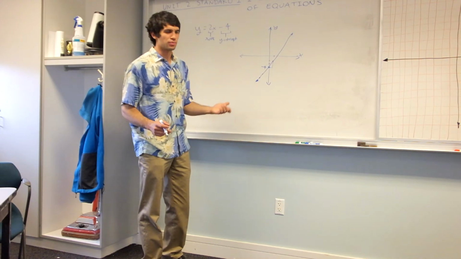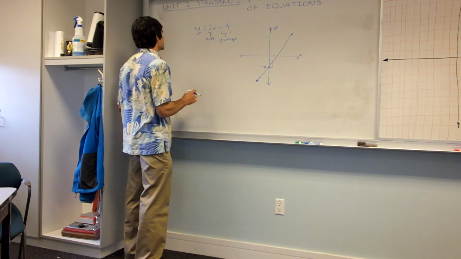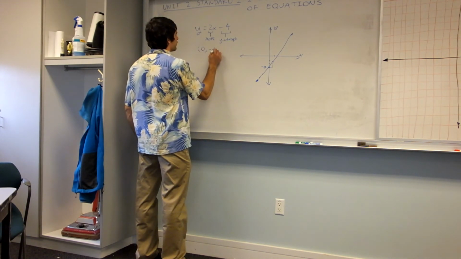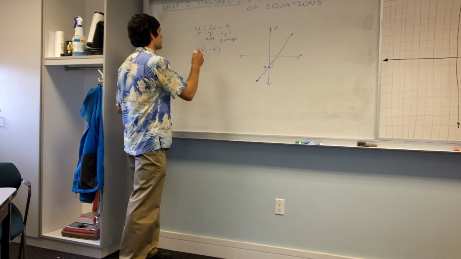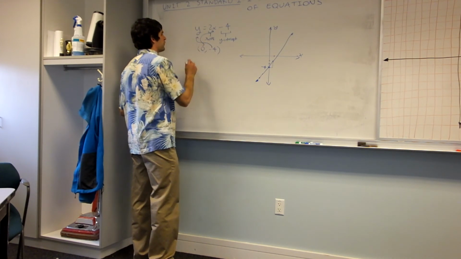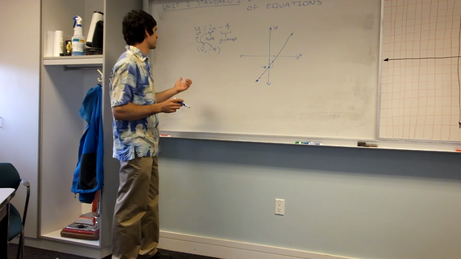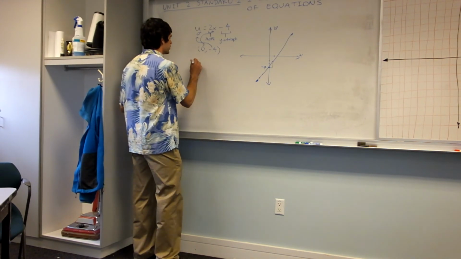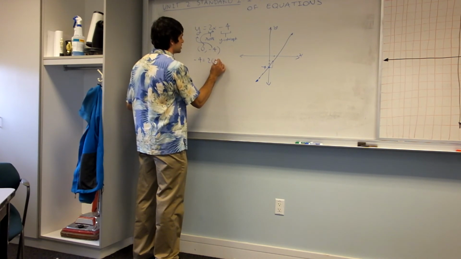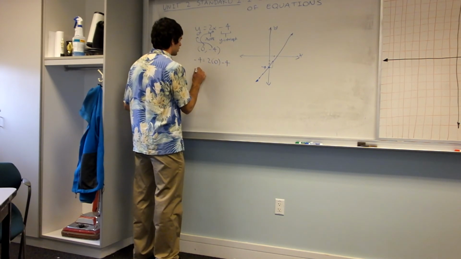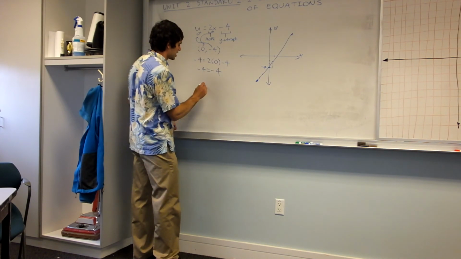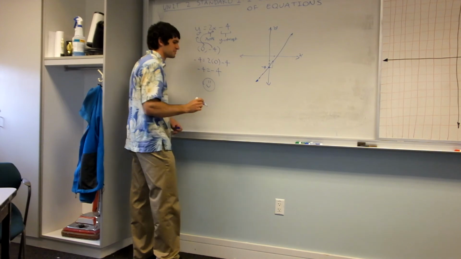So let's take a look at some points that satisfy this equation. So let's try 0, -4. So that means that if we plug 0 in for x and -4 in for y, we should get a true statement. So let's see. We would get -4 is equal to 2 times 0 minus 4. Then we get -4 is equal to -4, which is a true statement. So that makes us happy, right?